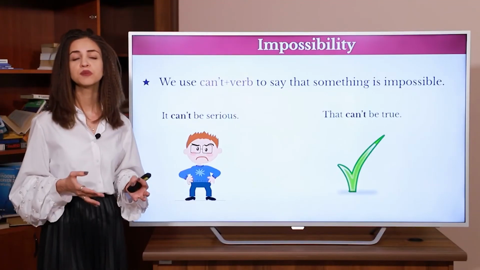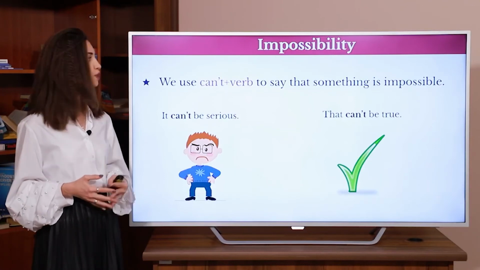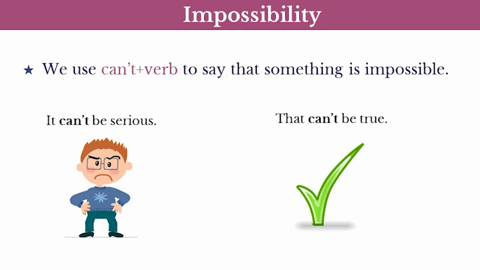Now let's talk about impossibility. We use can't plus verb to say that something is impossible.